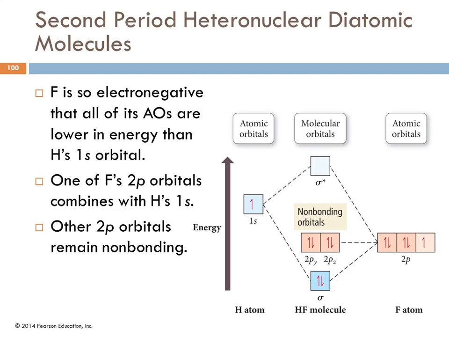Hydrogen fluoride. Fluorine is really electronegative. Its 2p orbitals are lower in energy than the 1s orbital of hydrogen. And so this does a weird thing. One of the 2p orbitals combines with hydrogen's 1s orbital, and so we get this sigma and a sigma star. And these two have nothing to combine with, and so they're just going to sit here uncombined. We get a total of 6 electrons, and so they're going to fill up this way.